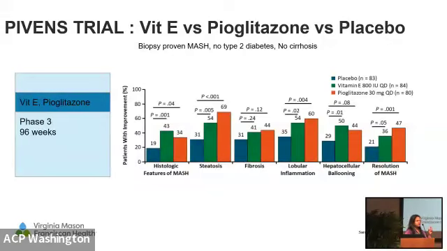However, in a small subset of patients, that is, those who did not have diabetes and those who did not have cirrhosis, there appears to be some improvement in steatohepatitis. So you may have a small group of patients in whom you could consider vitamin E and pioglitazone.